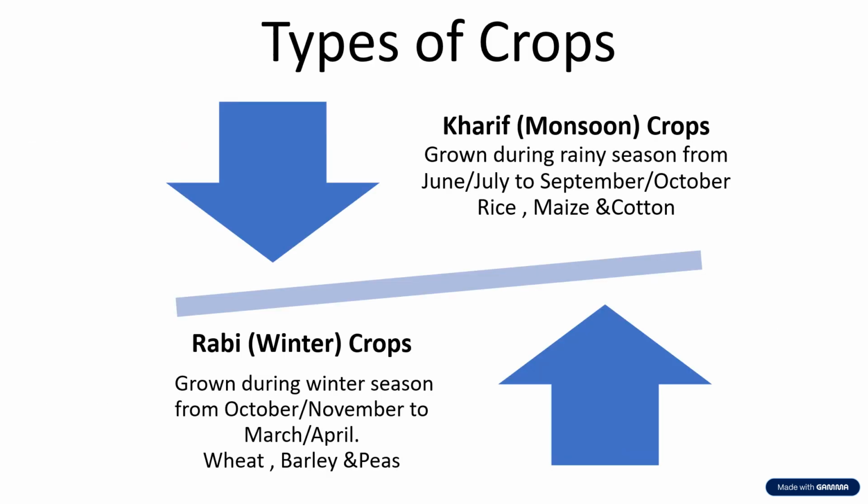Now, the types of crops which we have to study. There are two types of crops, kharif crops and rabi crops. Kharif or monsoon crops are grown during rainy seasons because they require an excess amount of water compared to rabi or winter crops. They can be grown from June or July to September or October. Examples are rice, maize and cotton. Whereas rabi or winter crops can be grown during the winter season, from October, November to March, April. Examples are wheat, barley and peas. They have divided the crops in this manner, and rabi crops require less water compared to kharif crops.